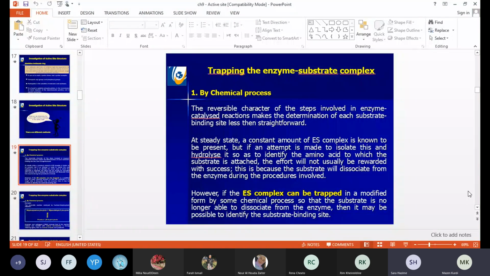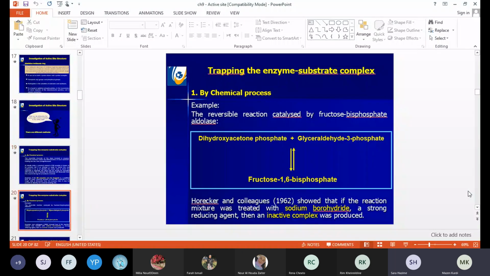The ES complex can be trapped, but in this case it will be trapped in a modified form by using some chemical process, so the substrate is no longer able to dissociate from the enzyme. And in this case, you will be able to identify the substrate binding site. We'll take an example of trapping by chemical process, the reaction catalyzed by fructose bisphosphate aldolase. This reaction is the interaction between dihydroxyacetone phosphate and glyceraldehyde 3-phosphate to give fructose 1,6-bisphosphate.